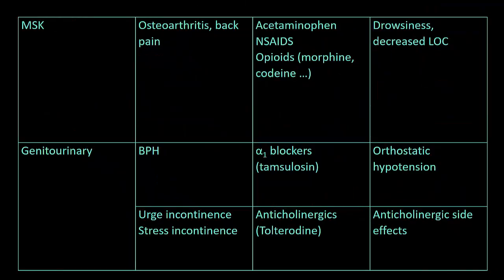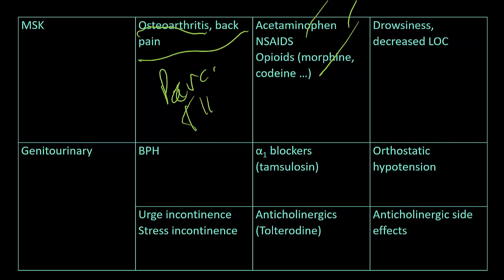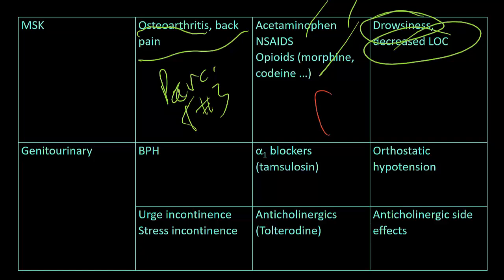Next, we'll move on to musculoskeletal issues that the elderly frequently have. Osteoarthritis and back pain are extremely common, amongst other conditions. These are frequently treated with acetaminophen, NSAIDs, and far too often, opioids. Many patients are on things like Percocets and Tylenol number 3s, possibly too many. Opioid medications can cause drowsiness and decreased levels of consciousness, which can lead to falls in the elderly.